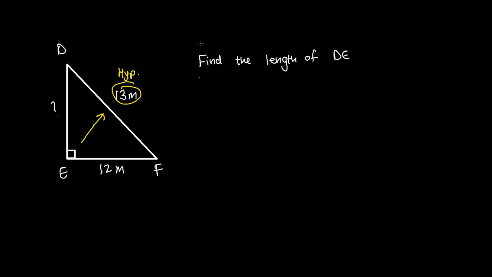So I can write my first statement as such. I want to find DE, so let me start off with DE. DE squared plus EF squared is going to give me the hypotenuse squared, which is DF squared. That is basically the theorem of Pythagoras.